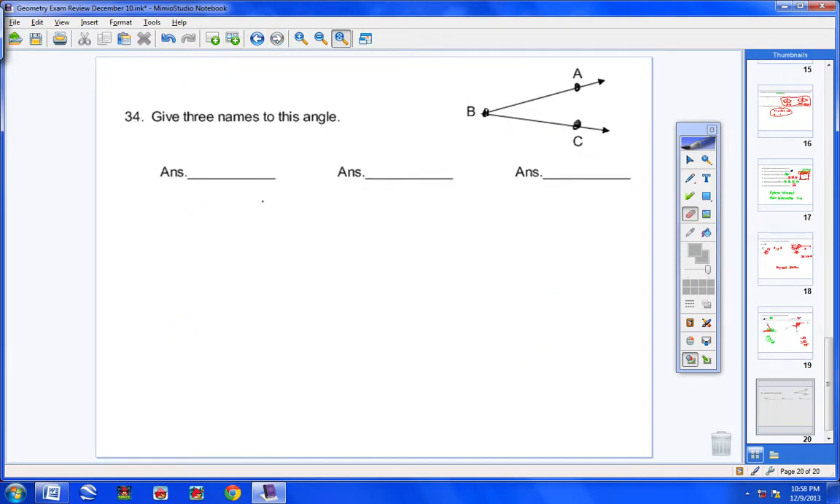Moving on to number 34, be able to give three names to an angle and know when you cannot do that. Okay, on the test I might try to trick you and give you a problem like this and then ask you, can you call this angle right here angle C? And no, you could not, because there's confusion here as to which angle I will be referring to. So know all of that information, okay?